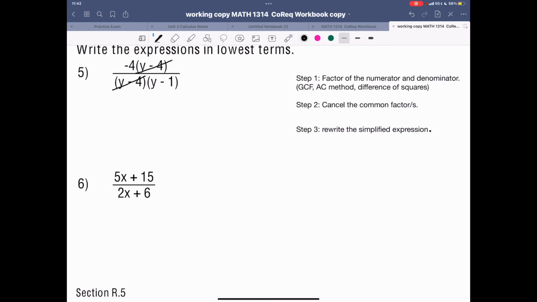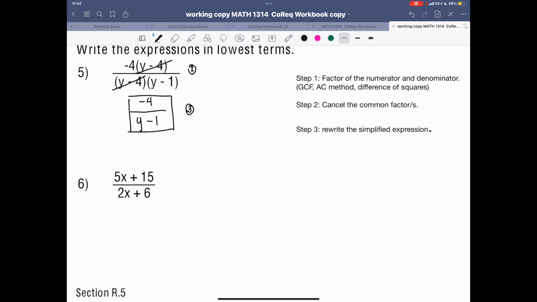And then lastly, we want to rewrite the simplified expression. So in the numerator, I'm just left with negative 4, and in the denominator, I'm left with y minus 1. And this is our solution. So step 1 was to factor, step 2 to cancel, and then step 3, rewrite the simplified expression.